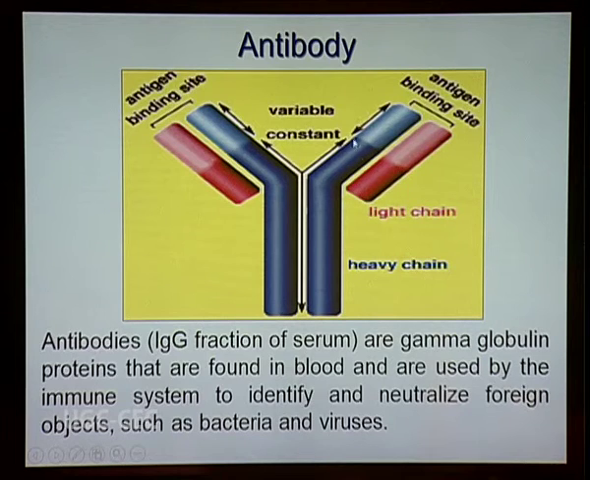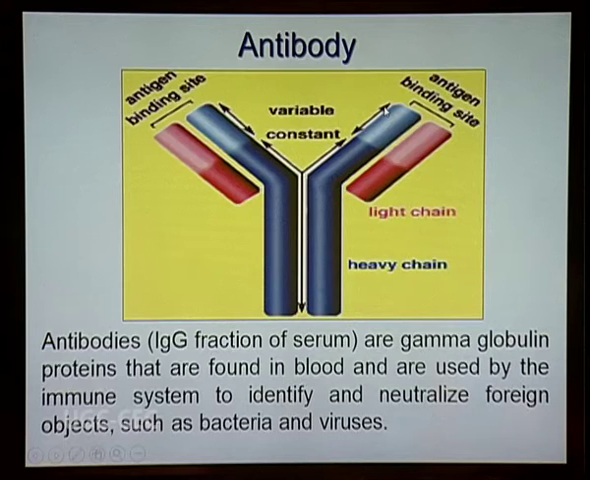And the sequence of this region varies among different immunoglobulins. So this region is called the variable region. And actually the variable region binds to an antigen. So this is the antigen binding site, and each antibody molecule has 2 antigen binding sites.